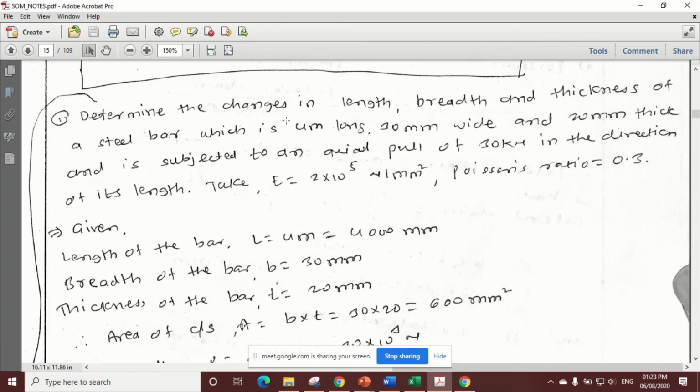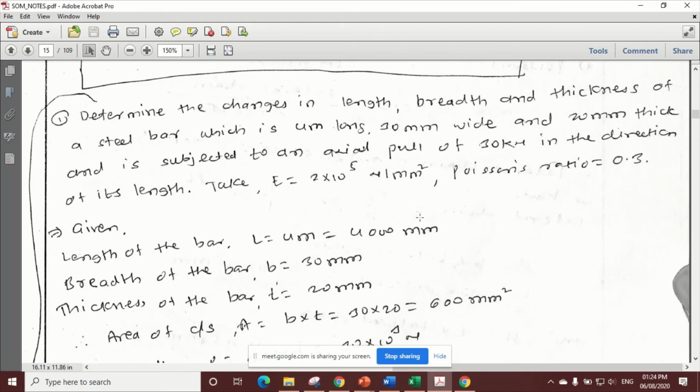Determine the changes in the length, width and the thickness of the steel bar, which is 4 meter long, 30 millimeter wide and 20 millimeter thick, and is subjected to an axial pull of 30 kN in the direction of its length. We have applied the load in the direction of the length. Take the value of capital E equal to 2 × 10⁵ Newton per millimeter square and Poisson's ratio equal to 0.3. So this is the numerical.